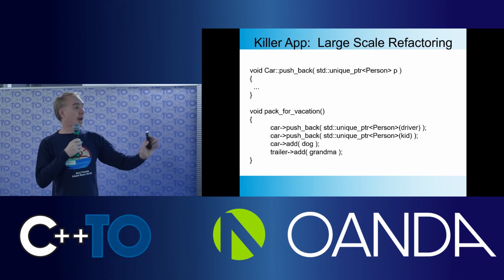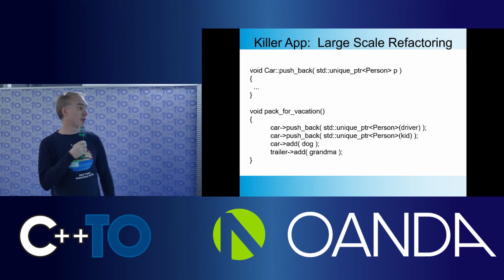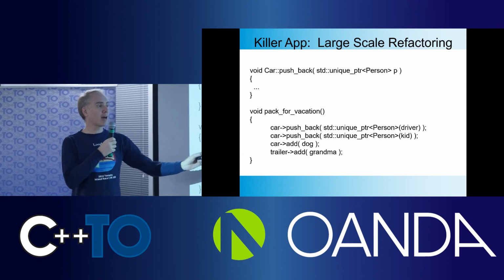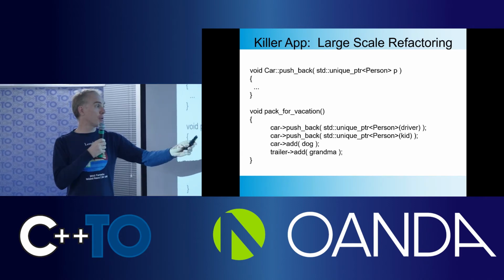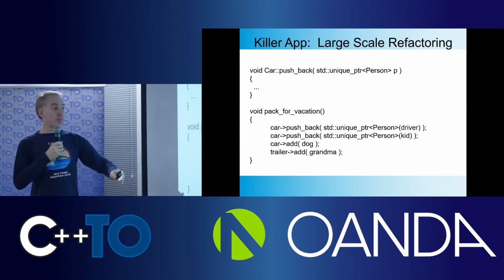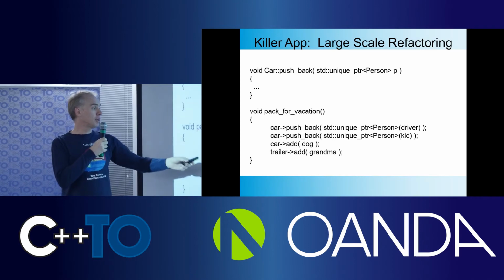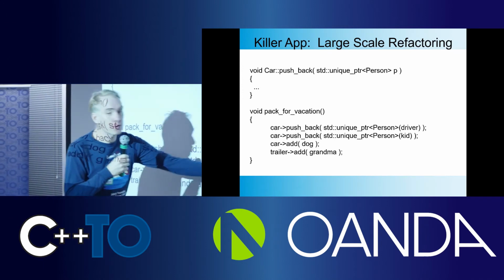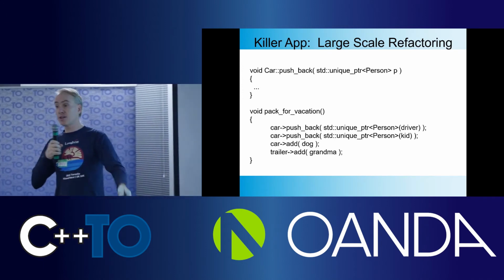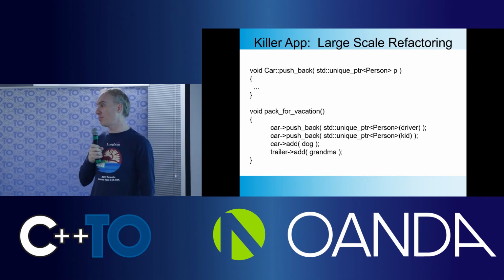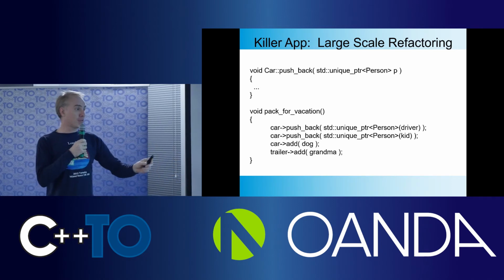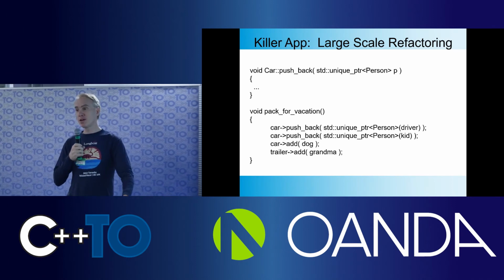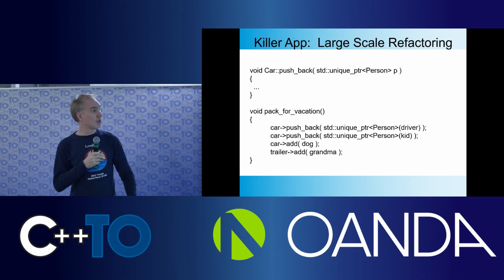Because I have the information about the types, I can say, I'm going to match for car, I'm going to match for add, and I'm going to match for a pointer to a person. I can do basically a text substitution where I get rid of the add and I say pushback. I can extract out the driver here, or whatever you use to get that driver pointer, and I can wrap it in my unique pointer, and I can say, well, there, my refactoring is done. I skip the dog because the dog is not a person, and I skip grandma because the trailer is not a car.